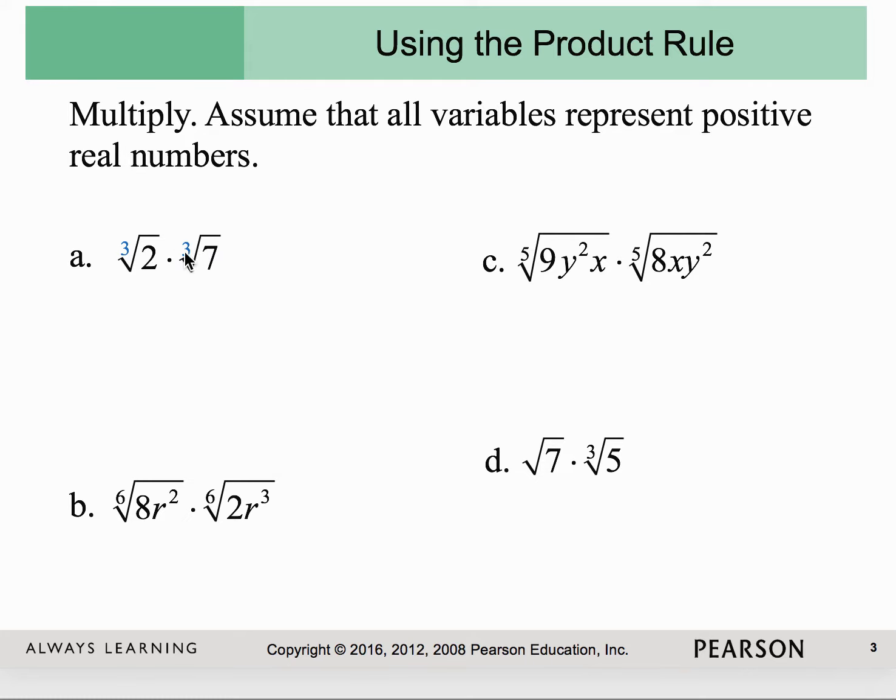Indexes are the same, indices. So 7 times 2 is 14. Cube root of 14. Okay, they both have an index of 6. So I can multiply 8 times 2 is 16. And r squared times r cubed is r to the 5th.